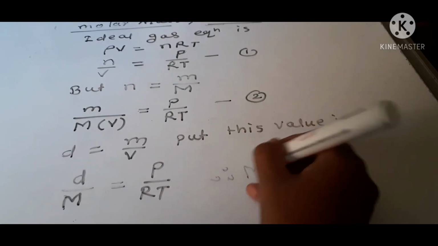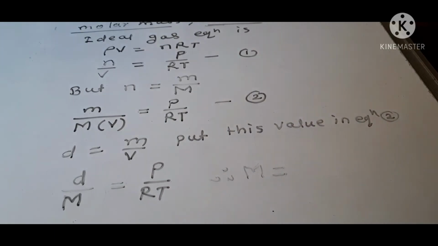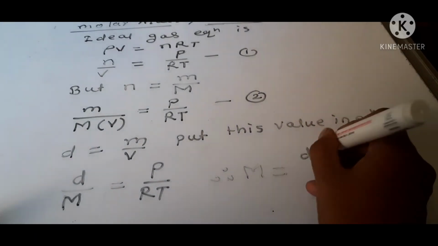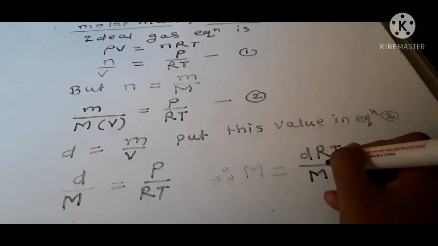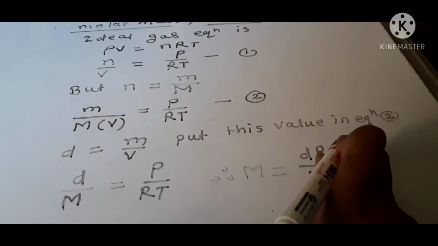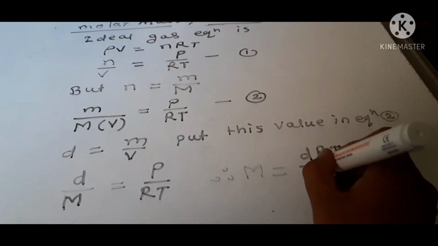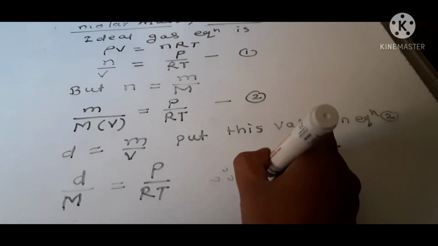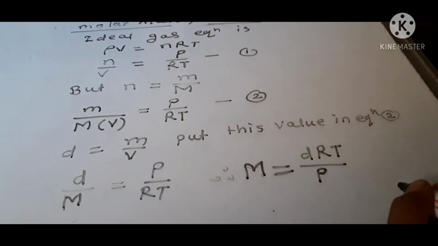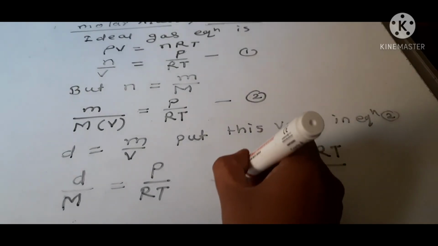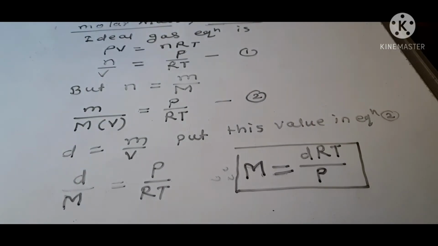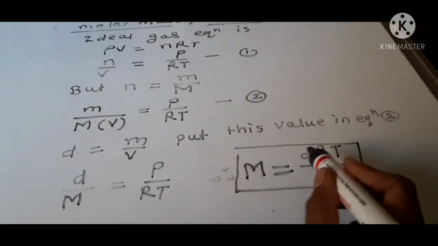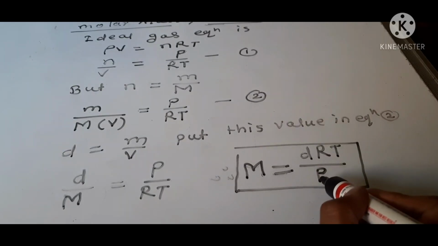Therefore capital M, that is molar mass, equals DRT upon P, and this is the relationship between molar mass, density and pressure.